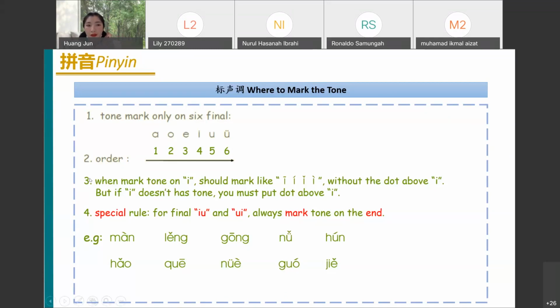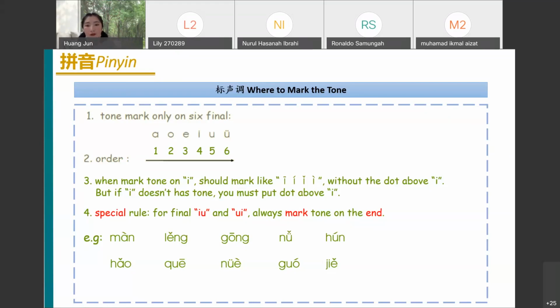Then rule number 3 over here: when you mark a tone on the letter E, you should mark it this way, without the dot above E, okay? Did you find the difference? We didn't mark the dot above E when you have a tone mark. But if the letter E doesn't have a tone mark, then you must put the dot above E. Okay, it's like we give E a hat to wear. If it's not wearing the tone mark, then you must put the dot above it. Okay, this is rule number 3. I hope you can remember.